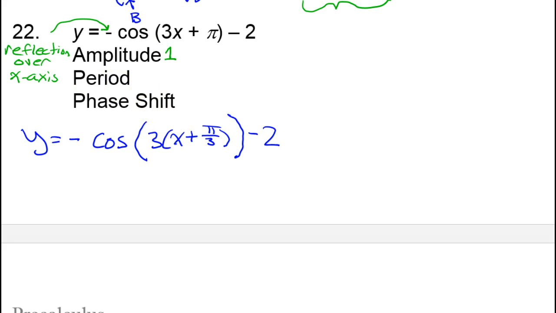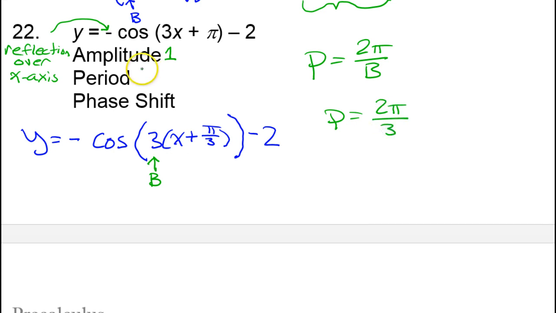The period is going to come from this b value, which is right here. Okay, that is my b value. The way I get the period is I do 2 pi divided by that b value. So my period is going to be 2 pi divided by 3. So that's the period. It should be 2 pi over 3. Now the phase shift is going to come from this right here. But it's the opposite of what you would think.